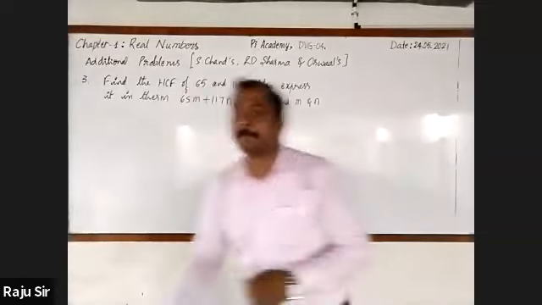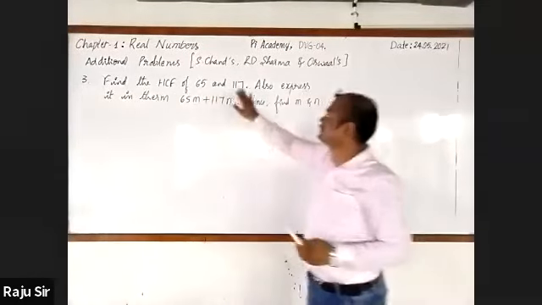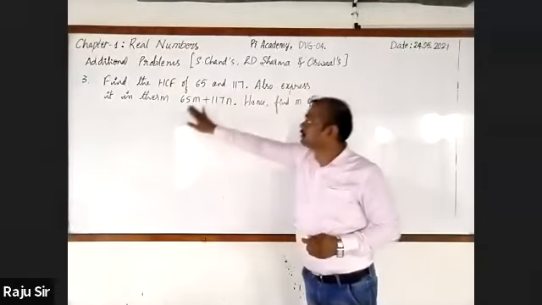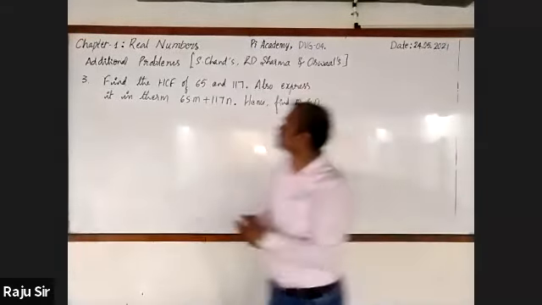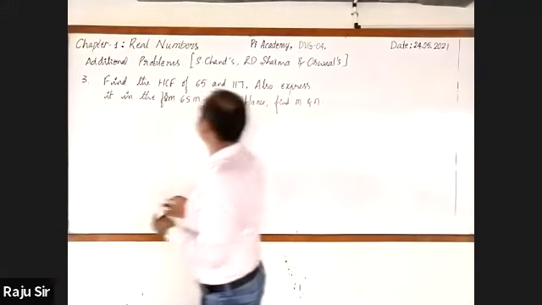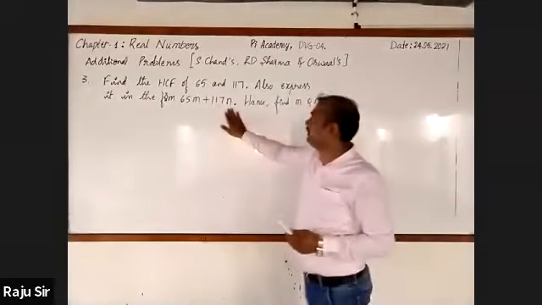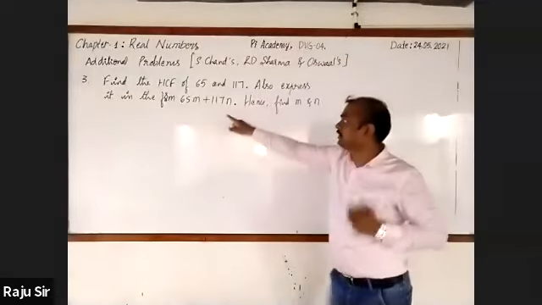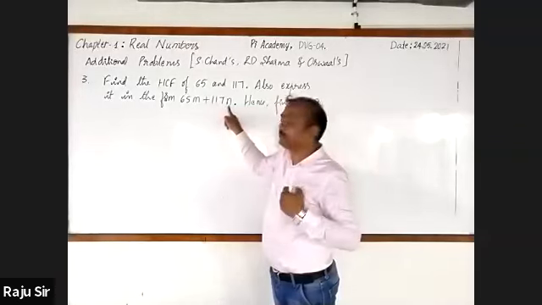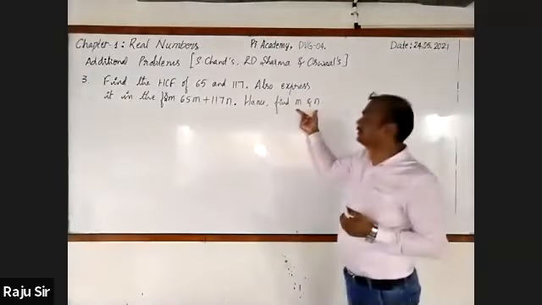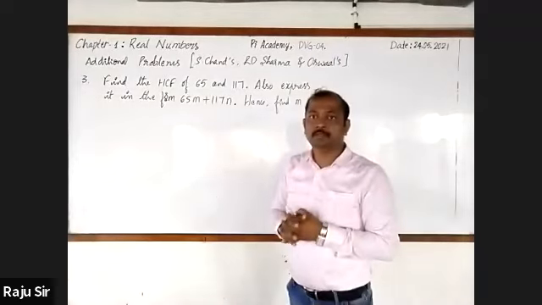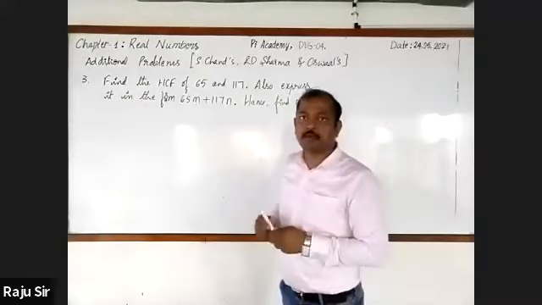It is: find the HCF of 65 and 170. Also, it should be expressed in the form 65m plus 170n. Then whatever number is in place of m and whatever number is in place of n, those will be the values of m and n. So it is an important type. Let's go for finding it.